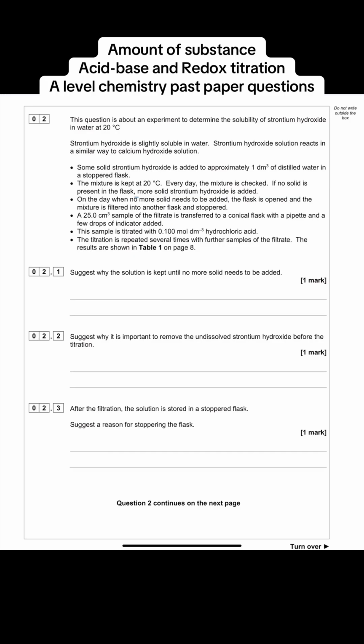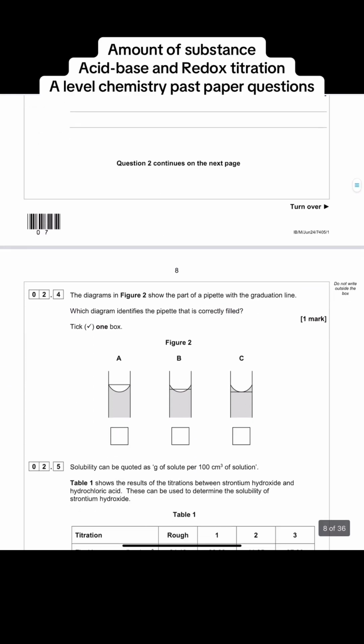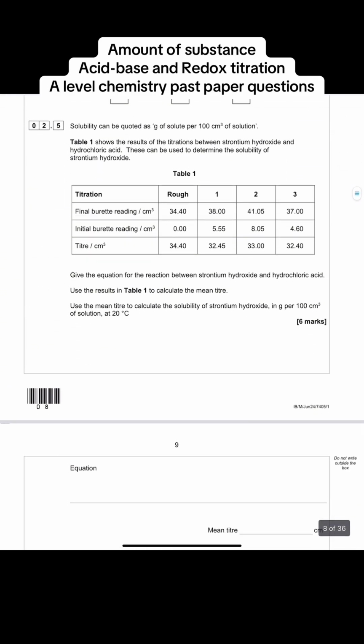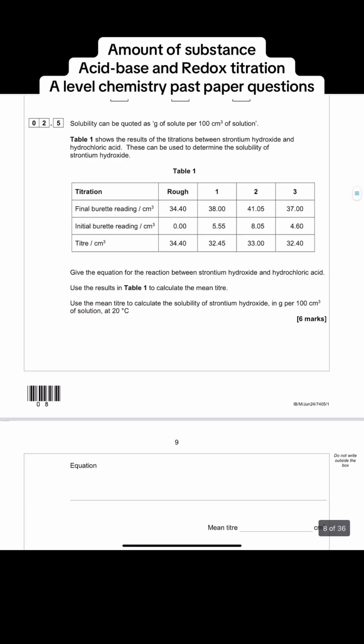First of all, they were making a saturated solution of strontium hydroxide in water, so they kept adding strontium hydroxide until no more dissolved. They filtered the excess, took 25 centimeter cubed from that solution and titrated it with hydrochloric acid. The concentration of hydrochloric acid was 0.1 mole per decimeter cubed, and then they took the titer and they're asking you to calculate the solubility of strontium hydroxide as gram per 100 centimeter cubed.